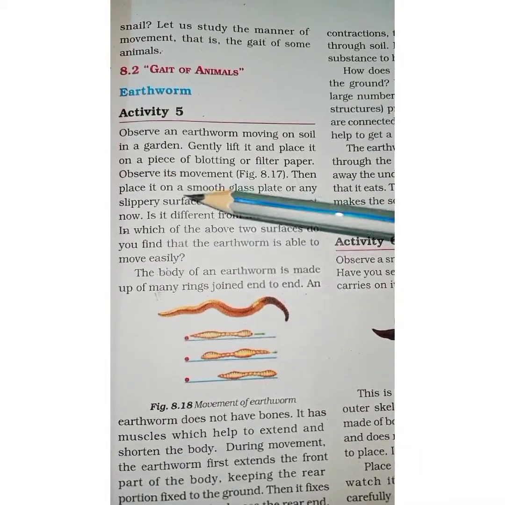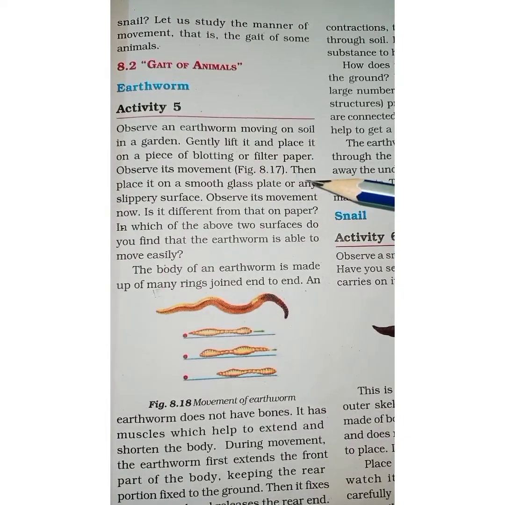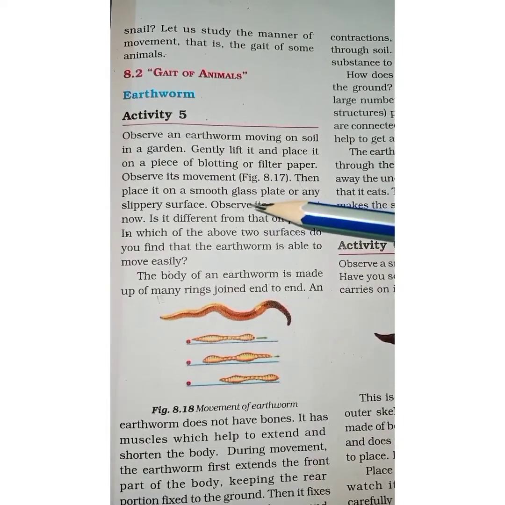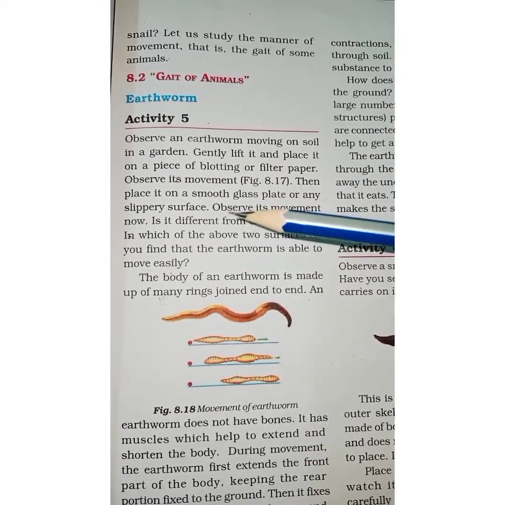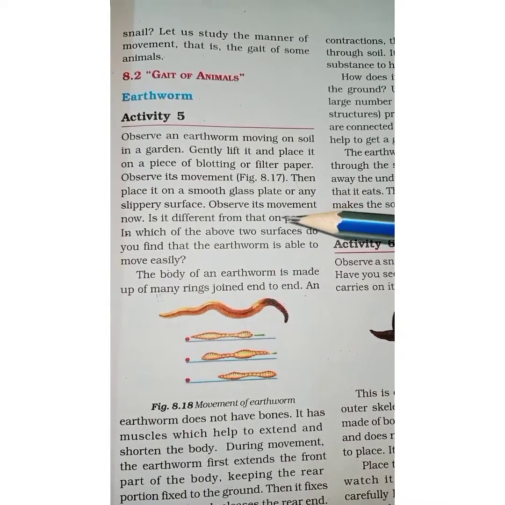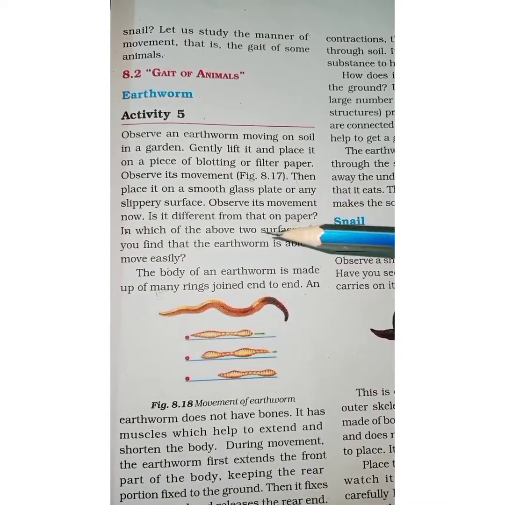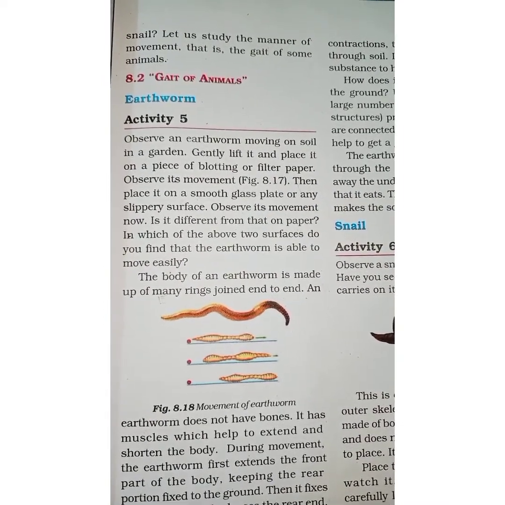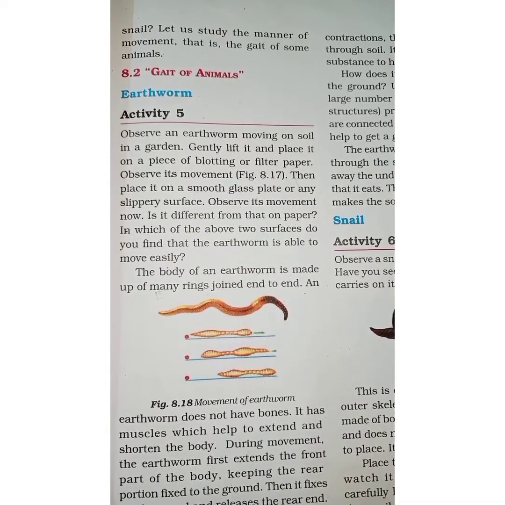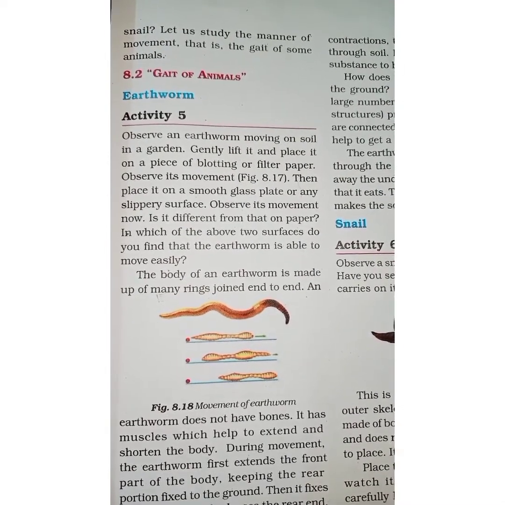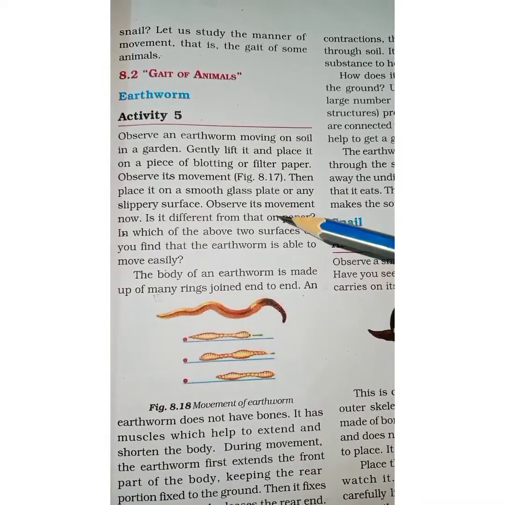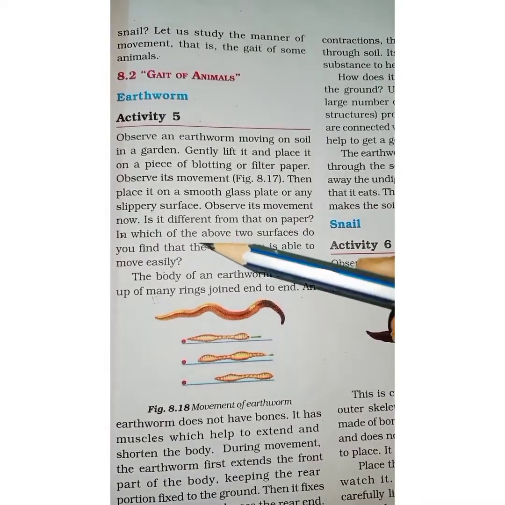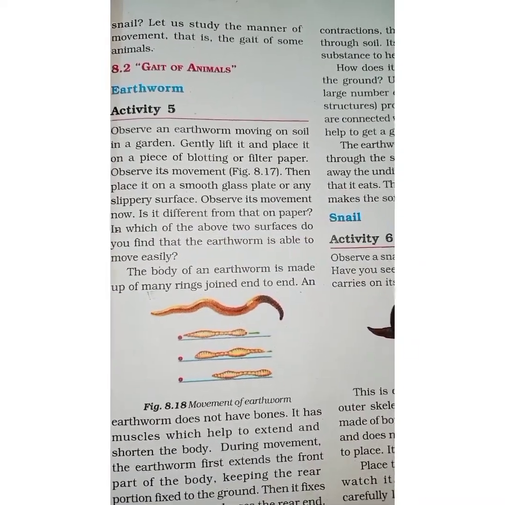Then after that, we are going to observe its movement, then place it on a smooth glass plate or any slippery surface. So after this, we are going to put this earthworm on a smooth glass plate or any slippery surface. After that we are going to observe its movement now. Is it different from that on paper?